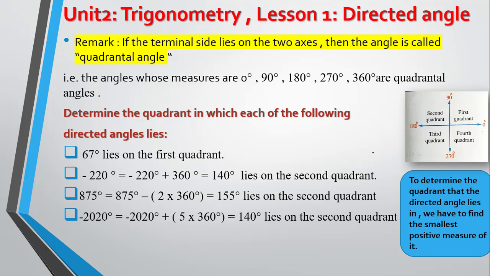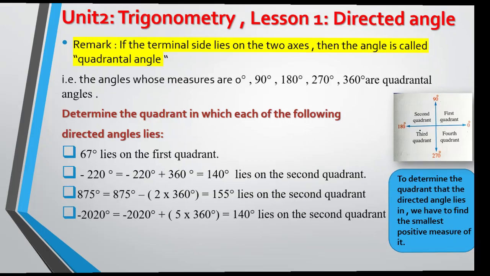What about negative 2020? Also, I'll add 360 six times. This time it will be 140. So it's between 90 and 180, so also the second quadrant.